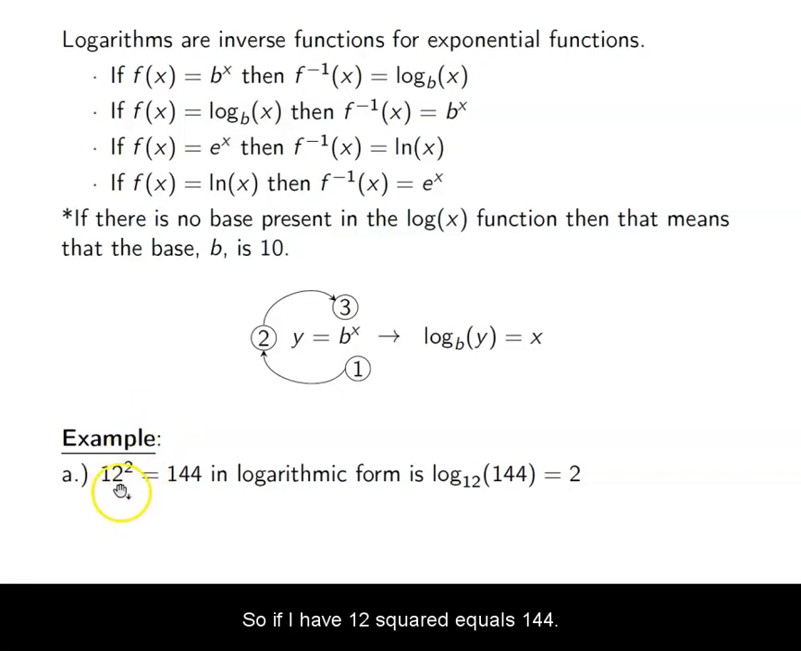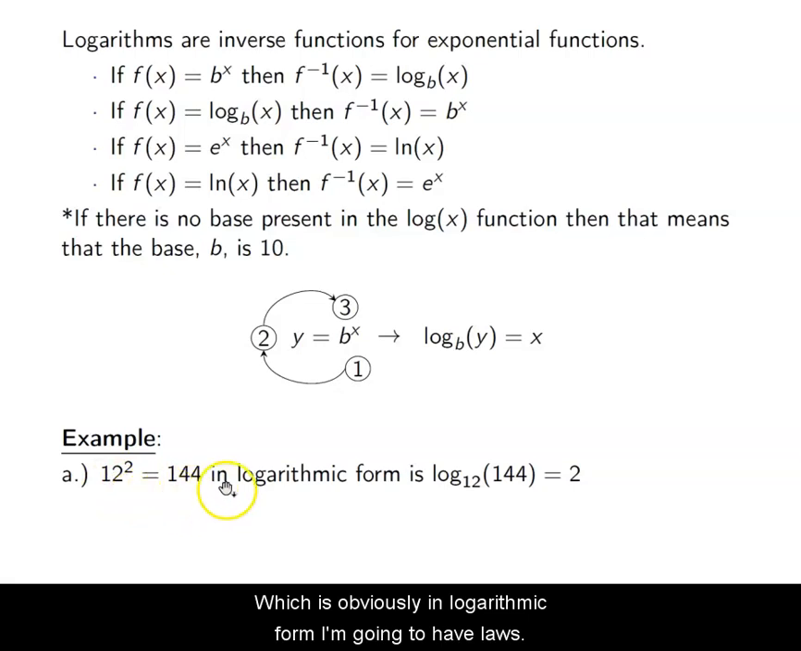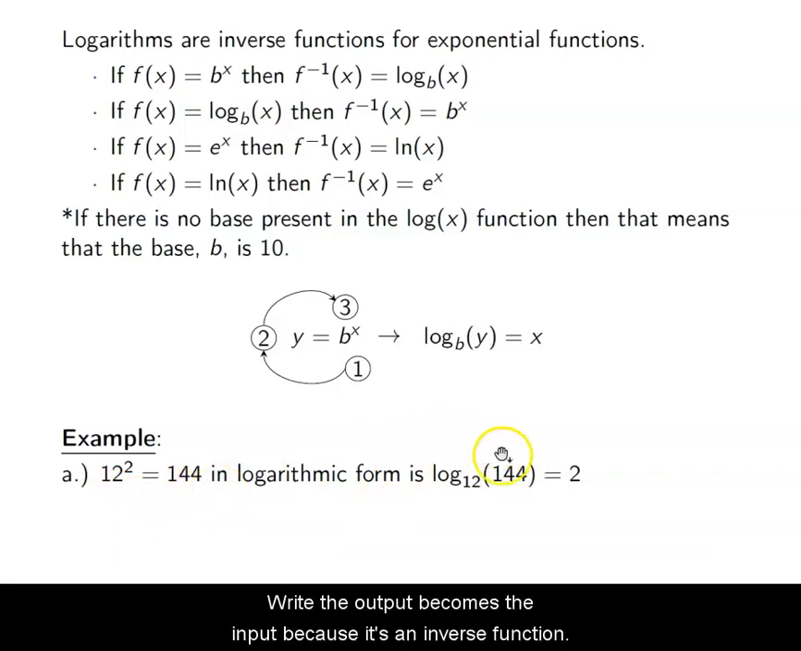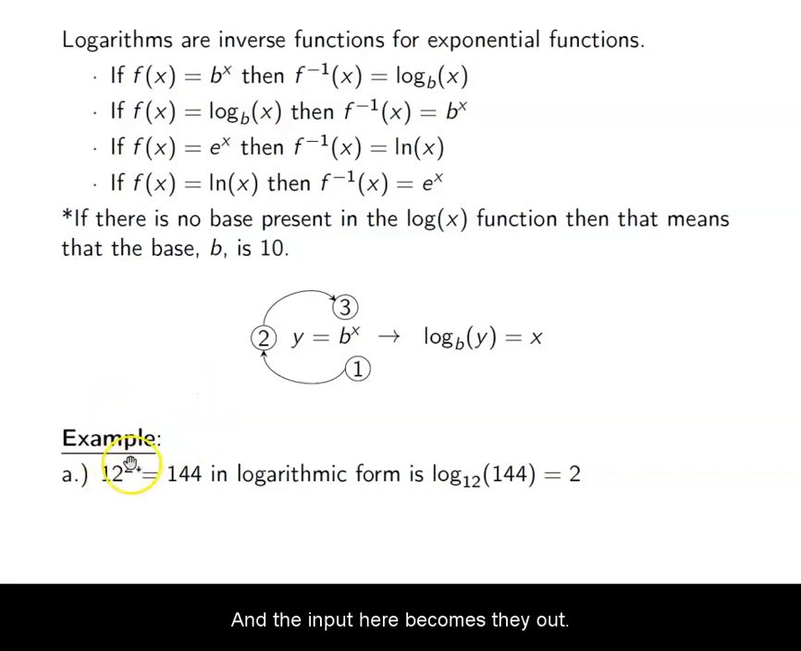Okay, so let's do an example. If I have 12 squared equals 144, which is obviously a true fact, in logarithmic form I'm going to have log base 12. I'm going to go to the other side of the equal sign. It's written backwards than it is here. So I'm going to go to 144. The output becomes the input because it's an inverse function, and the input here becomes the output. So log base 12 of 144 is 2.